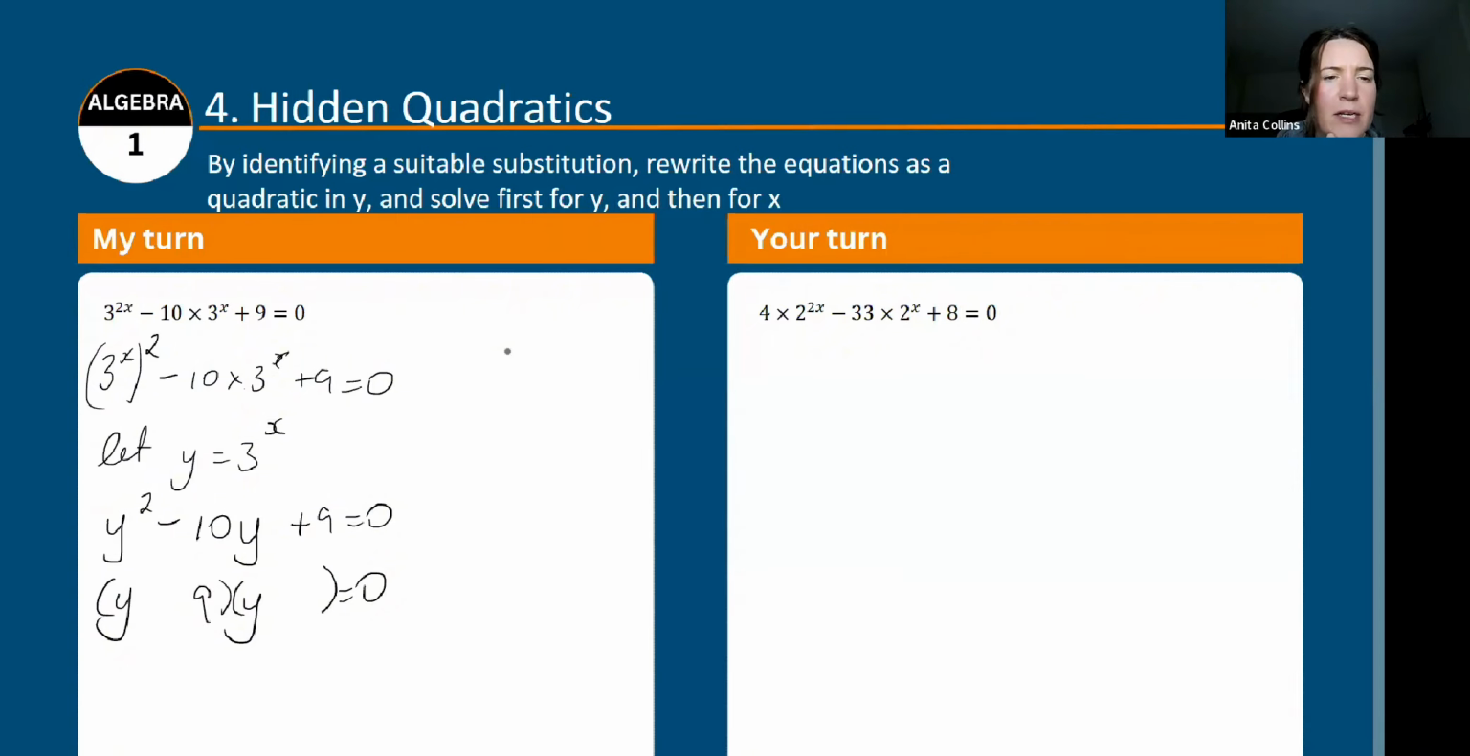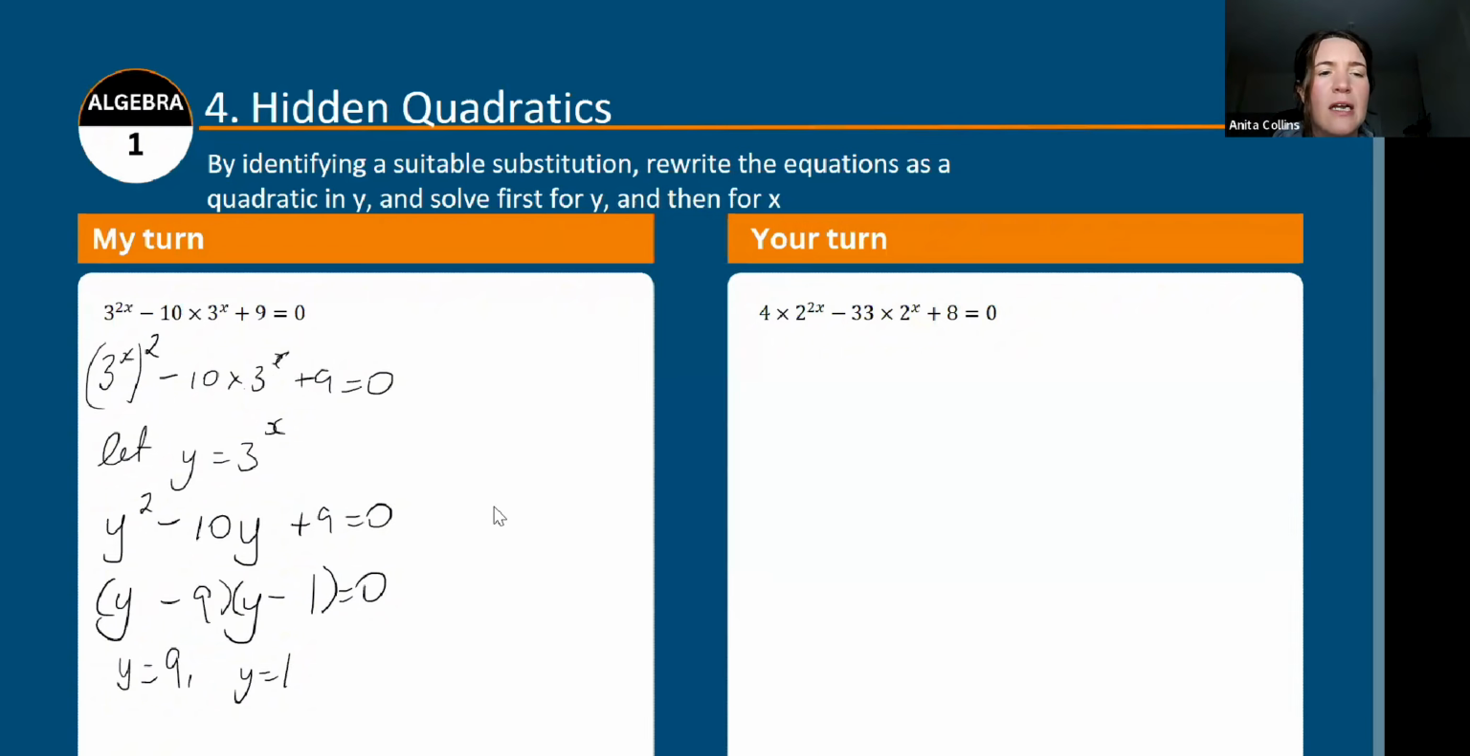So it's going to be a 9 and a 1 and a minus and a minus. Yep, that's all correct. Minus 9, minus 1. So y is equal to 9 and y is equal to 1. Now, but this is an equation in x, so I need to solve it for x. What I've done is solved for y. Now remember, we introduced a y. There wasn't a y in the question.